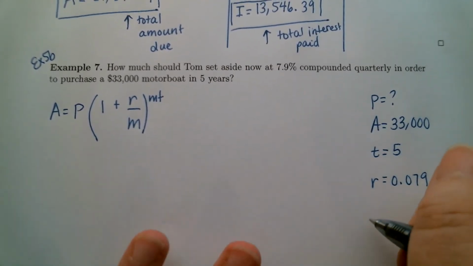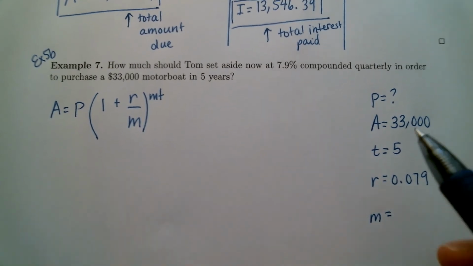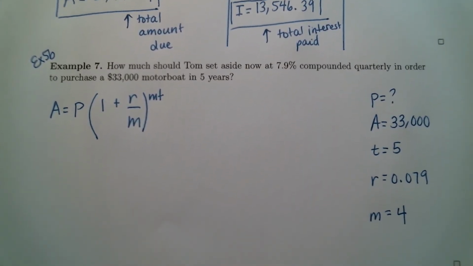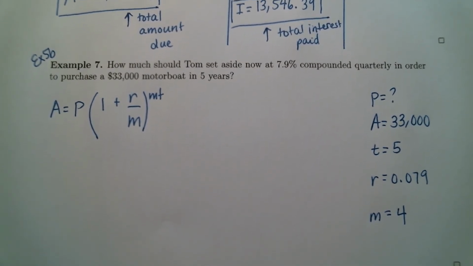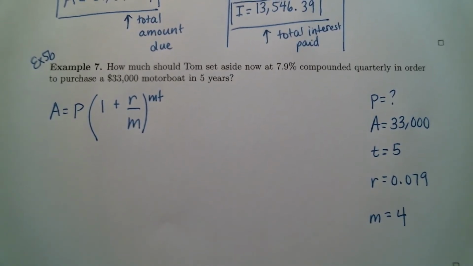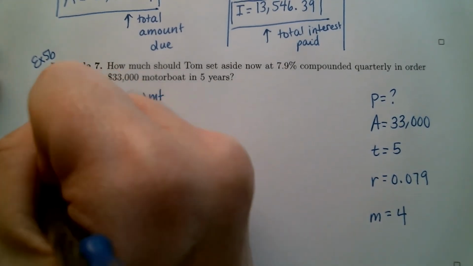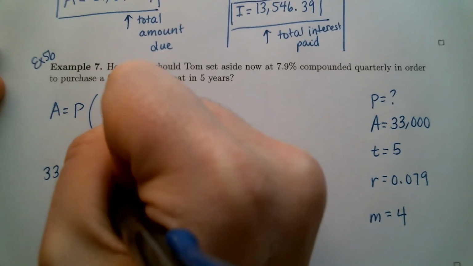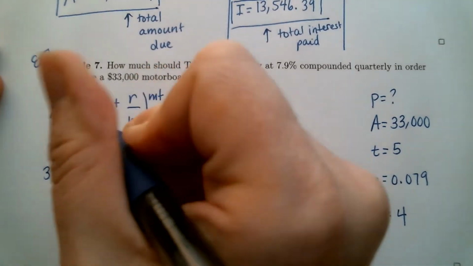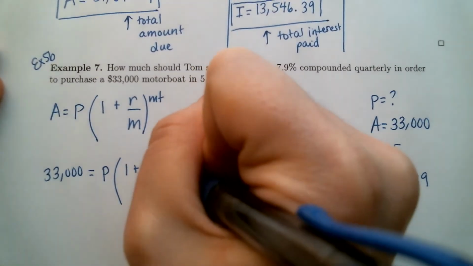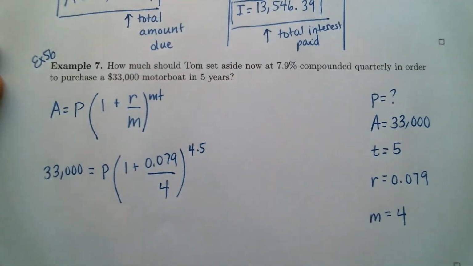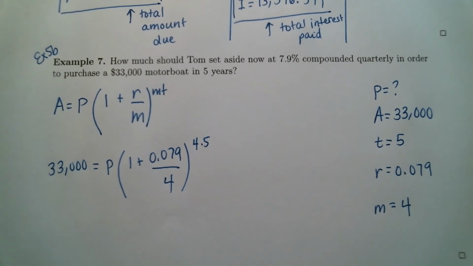Now let's see. The only other thing we're missing is M. We have compounded quarterly. Quarterly means 4 times a year, so that's the M value. So now let's go ahead and plug all this stuff in. We're going to get 33,000 is equal to P times (1 plus R over M) raised to the M times T power. So that's how you would plug it in. You are looking for P.